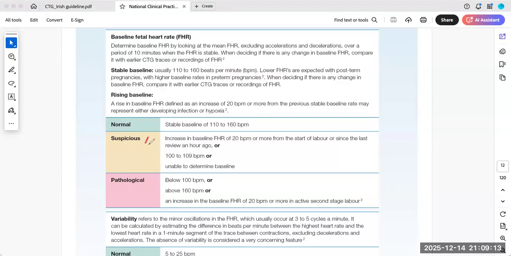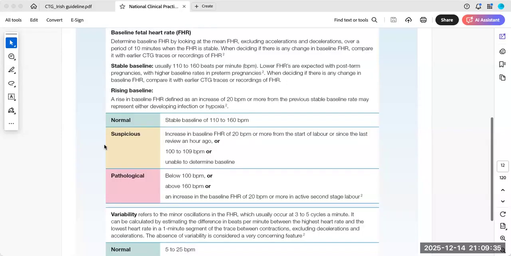So a wise doctor will be able to identify the early stages, that is suspicious on the CTG by an increased baseline fetal heart rate of 20 or more from the time of the start of labor or since the last review 1 hour ago. Or otherwise, you find clearly that the fetal heart rate is between 100 to 109, or you are unable to determine the baseline.